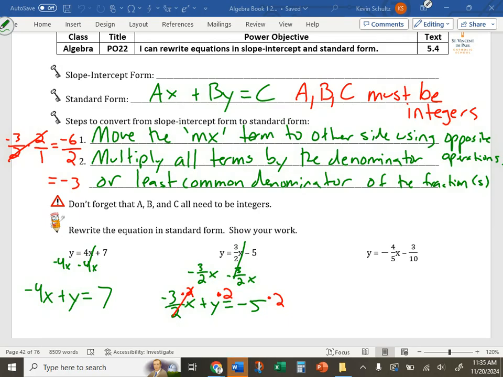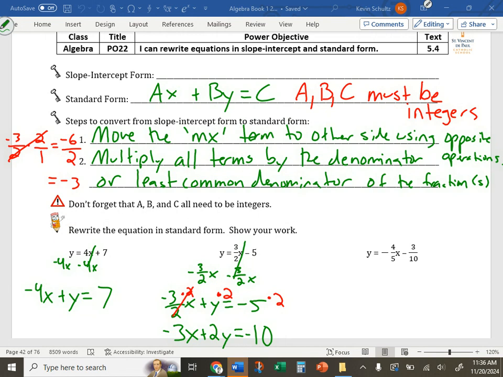So in the end, we just have negative 3 as our a term, our coefficient to x, because those 2's have been canceled out. That's what we wanted. That's why we multiplied by 2 and not by 7 or 5 or anything like that. Y times 2 is 2y. Right? We have y, we double it, now we have 2 of them. And negative 5 times 2 equals negative 10. And there would be our equation in standard form.